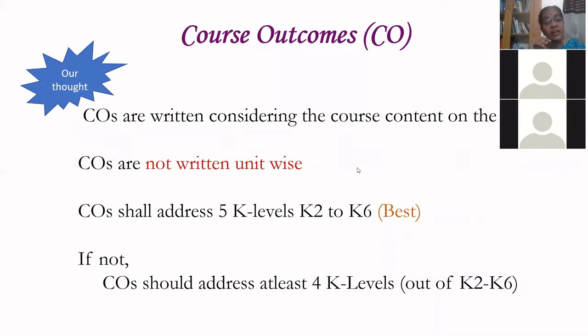So depending on the K level, you have to summarize all this. And if it is remembering or understanding level, that course outcome should address or cover all the 5 units. So the course outcomes should not be written unit wise. If it is written unit wise, it may be easier to set question paper, but it will not actually measure the performance of the particular student in a particular course.